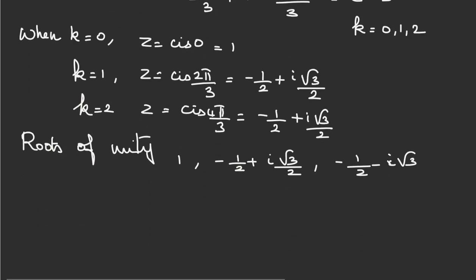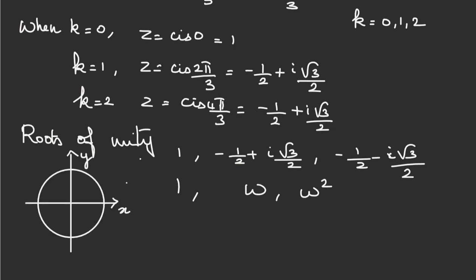Now let us take these values as 1, omega and omega square, where omega is equal to minus 1 by 2 plus i root 3 by 2. Now plotting these points on the unit circle, where this value is 1, the next point will be minus 1 by 2 plus i root 3 by 2. And the next point, x is negative, y is also negative, so the value lies in the third quadrant. Plotting the points on the unit circle, we get an equilateral triangle.